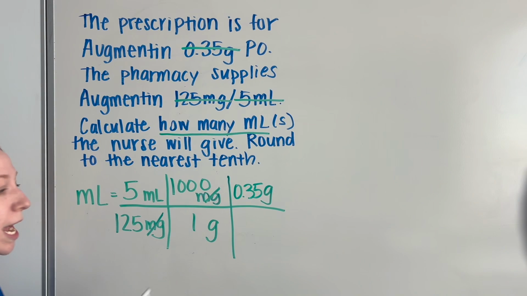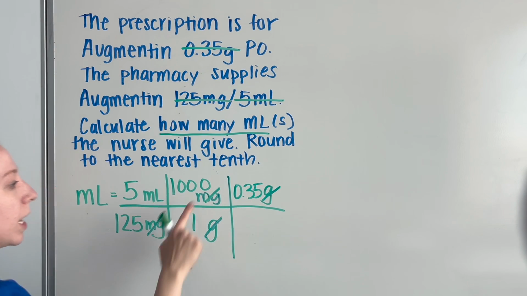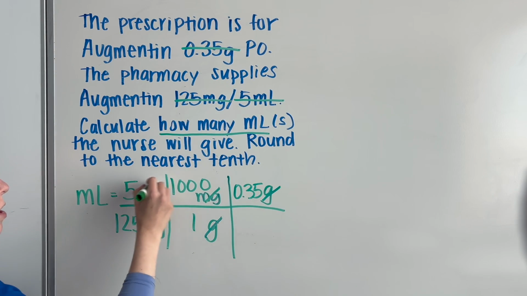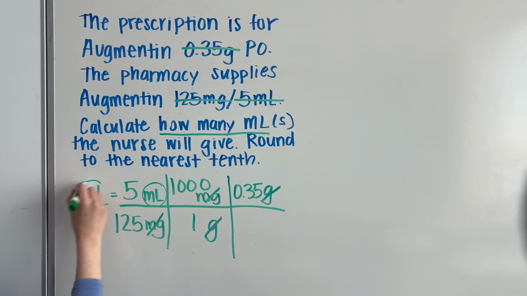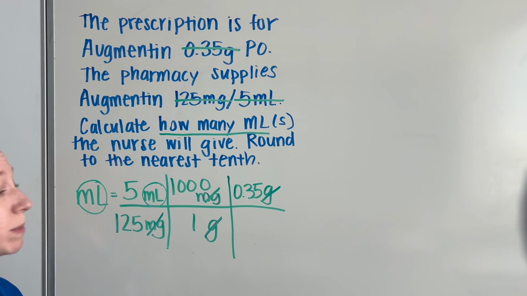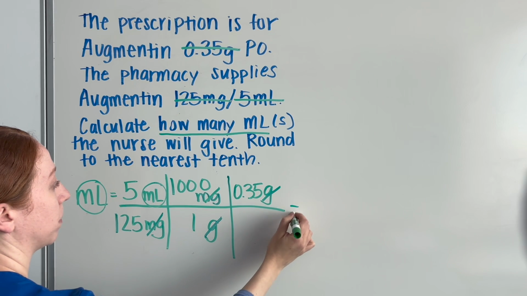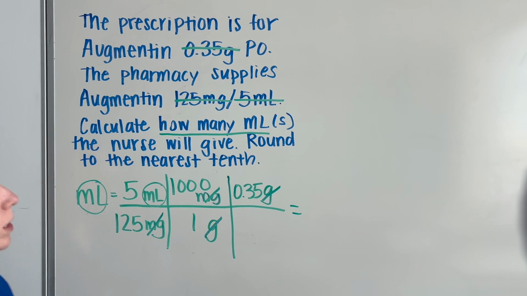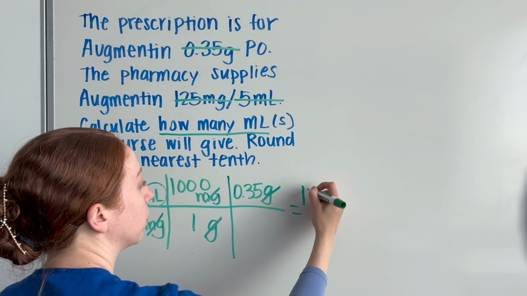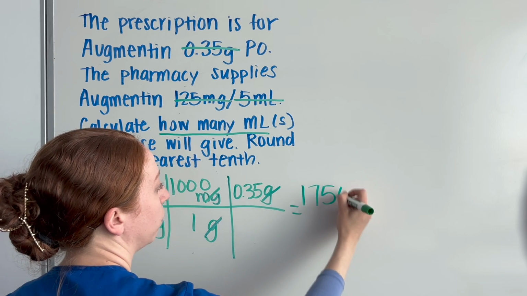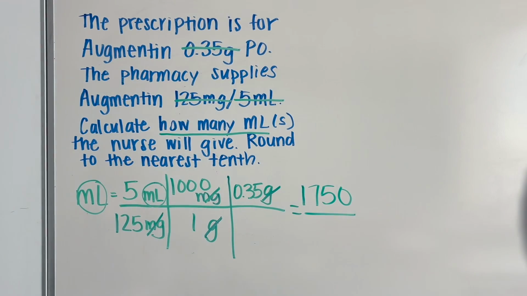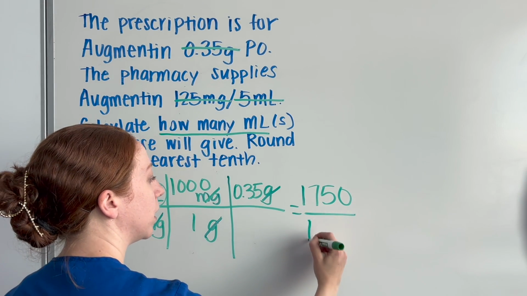Okay, now my grams cancel and my milligrams cancel, and all I'm left with is milliliter, which is what I'm solving for. So that tells me that I'm ready to multiply. Okay, so for our top number, we're going to do 5 times 1,000 times 0.35, and that equals 1,750. Okay, then for the bottom numbers, I have 125 times 1, which equals 125.